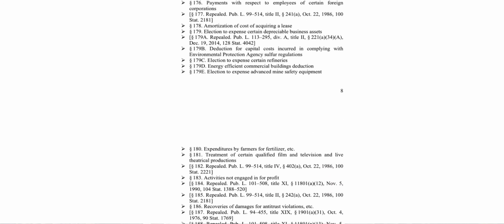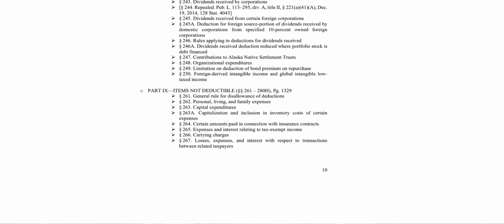Part 6. So right here, losses. We have a loss in the problem, and we have right here, boom, section 165, losses. Now, if you look through other things, you don't really see anything else about losses per se. So again, we're trying to start off because we're going to the most basic level here if you're starting off in tax research. We also have to consider the items not deductible under Part 9. Right here it says losses, 267, losses, expenses, and interest with respect to transactions between related parties.